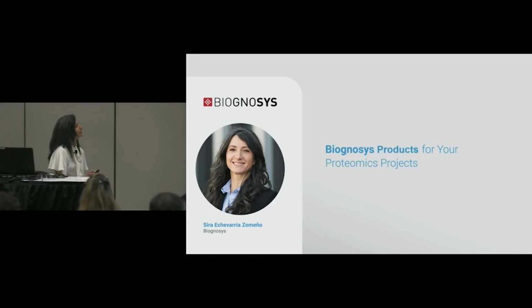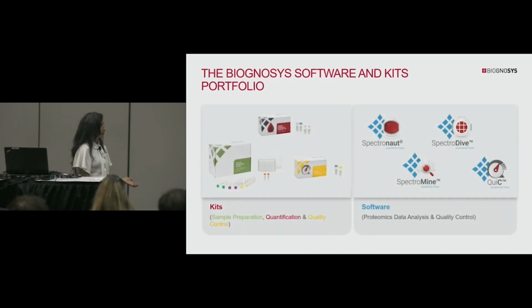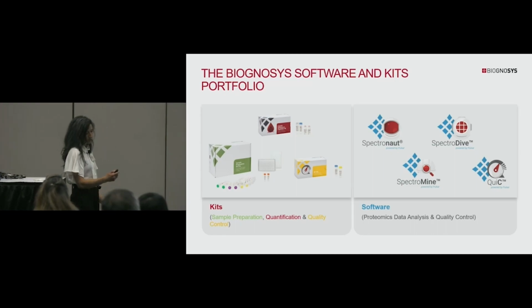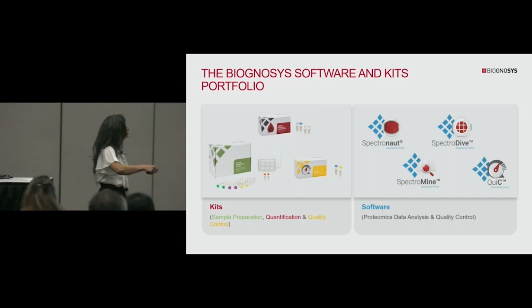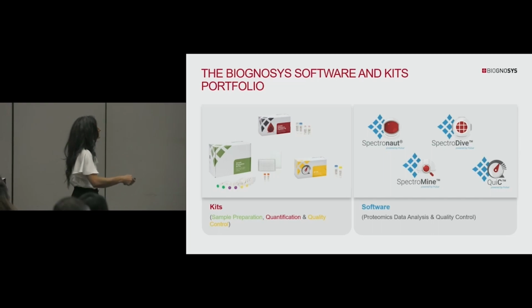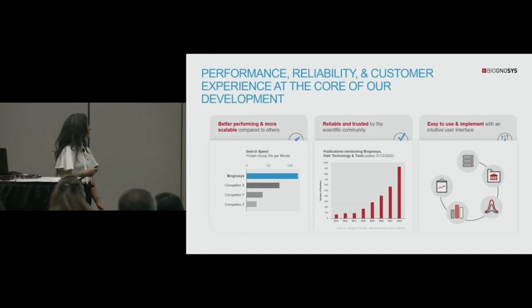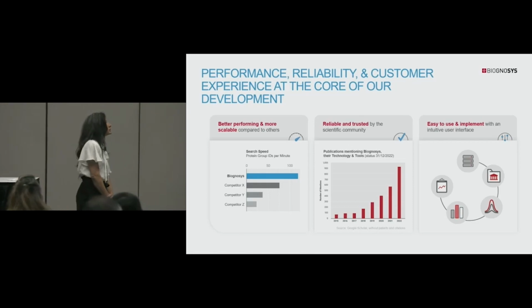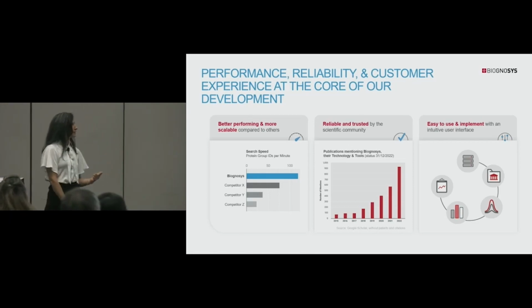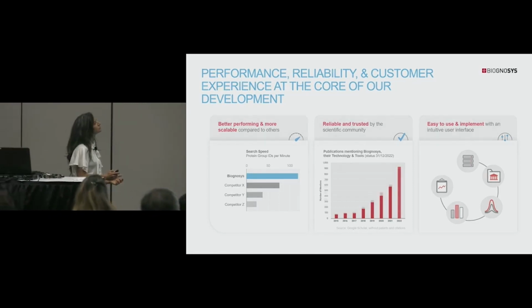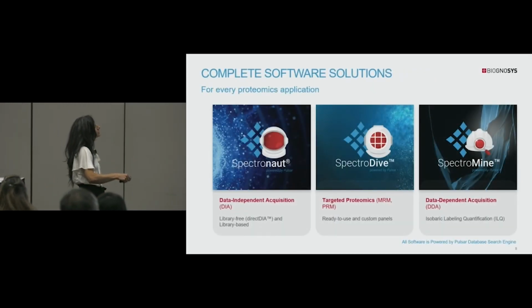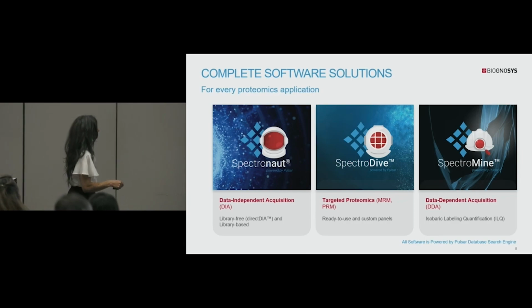Everybody knows Spectronaut, I believe. At Biognosys, we offer not only software, we also offer peptide kits for different applications. And we offer software solutions for any mass spec-based proteomic application that you're doing. Our development, our products, our technology are developed based on three main pillars, which are performance, reliability, and ease of use.